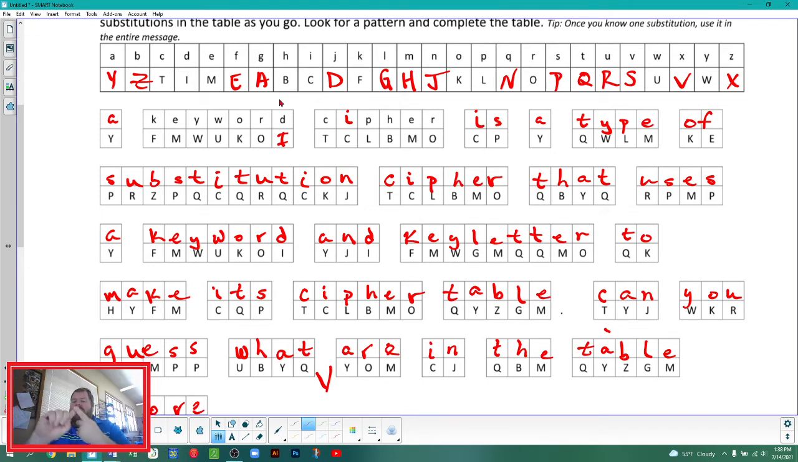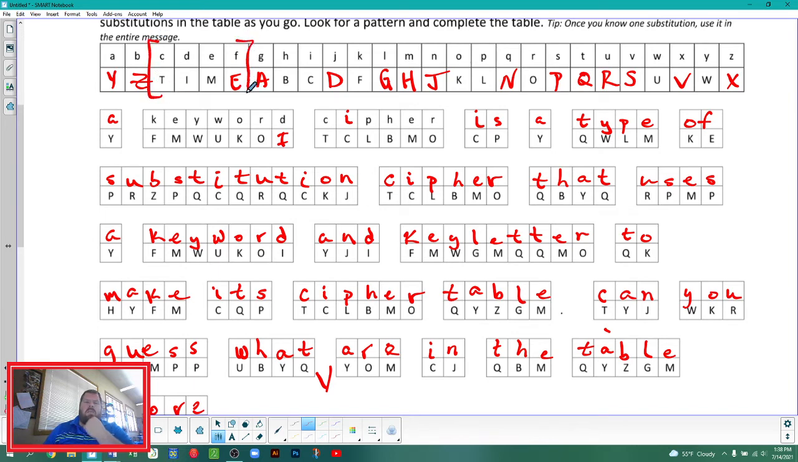A keyword cipher has a keyword and a key letter. So two things that you'd have to send when you send a message, along with the ciphertext, of course. So those are two things that you would have to send. In this one, it has a keyword of time and a key letter of C. Now what that means is at C, you start the keyword time.